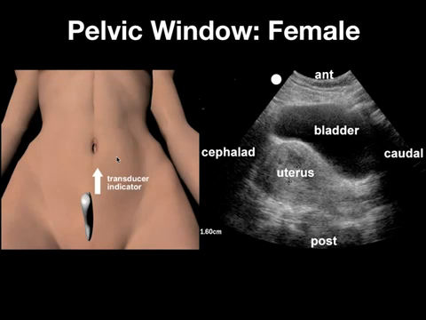In the female patient, again, we'll look at the sagittal window. Indicator is directed towards the patient's head. So anterior, posterior, head, foot. If the urinary bladder is full, you'll see it up in here. Here you can see the uterus, and this is going to be the posterior cul-de-sac. Up in here will be the anterior cul-de-sac.